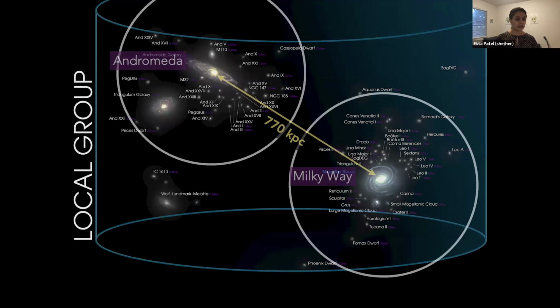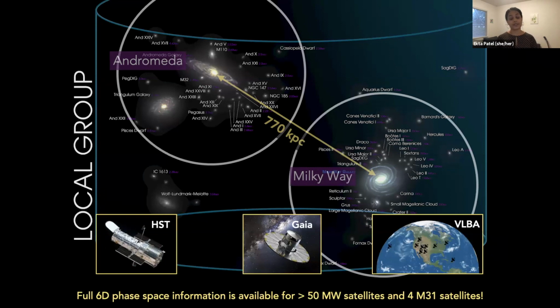So going back to the schematic of the Local Group, in addition to the instantaneous properties, such as where these satellite galaxies are located and some of their internal properties, we also have 6D phase space information for more than 50 of the Milky Way satellite galaxies and for 4 of Andromeda's satellite galaxies. By 6D phase space, I'm referring to the fact that we have a derivation of a 3D position and 3D velocity vector for each of these satellite galaxies, which are based on observational measurements like proper motion and line-of-sight velocity, with which we can rewind these orbits backwards and understand where these satellite galaxies came from spatially.